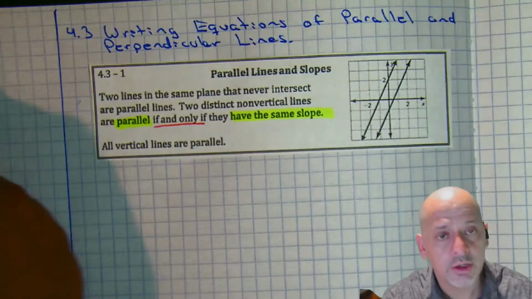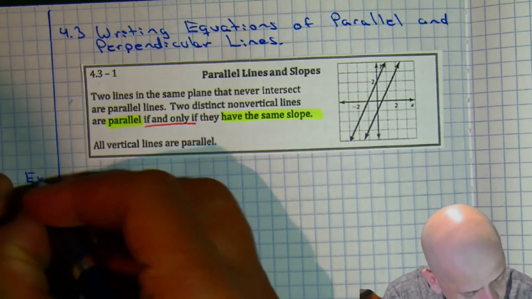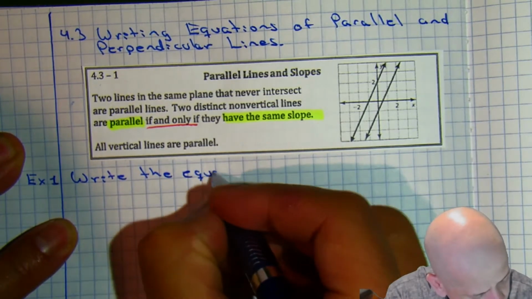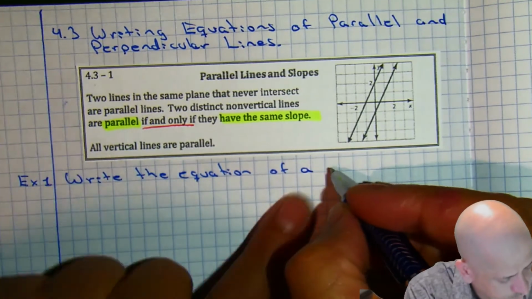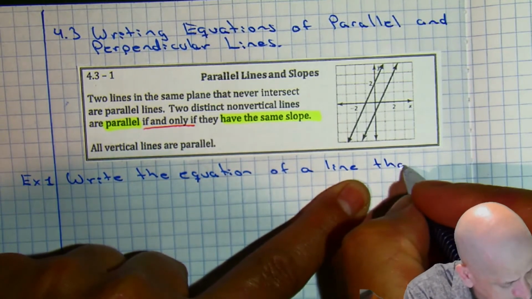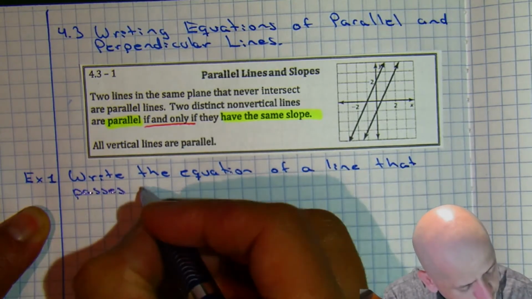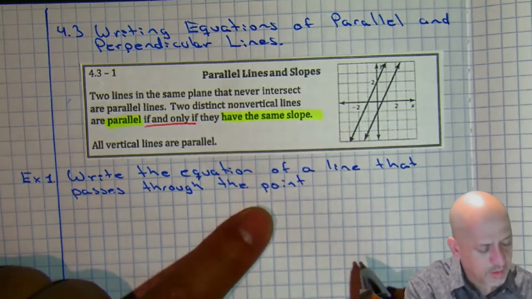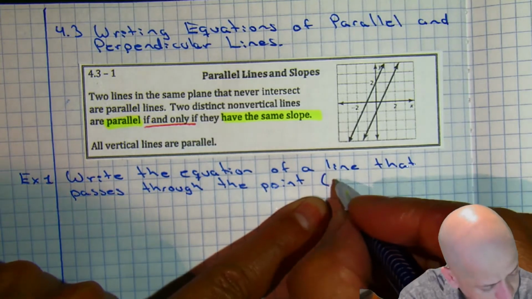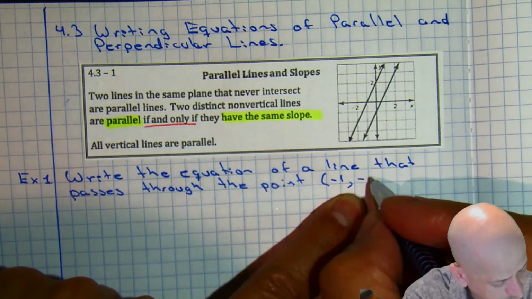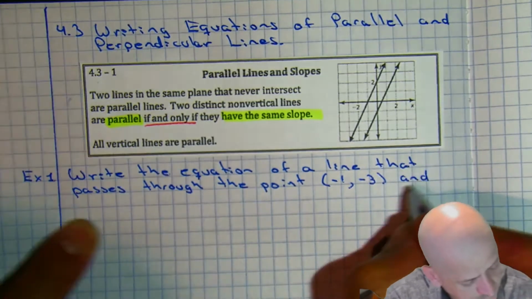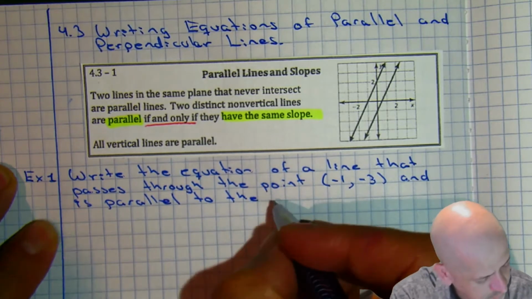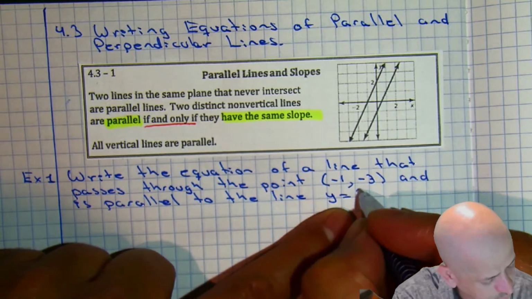So let's go through example number 1. On example number 1, write the equation of a line that passes through the point -1, -3, and is parallel to the line, and they're going to give you an equation, y equals 2x plus 1.